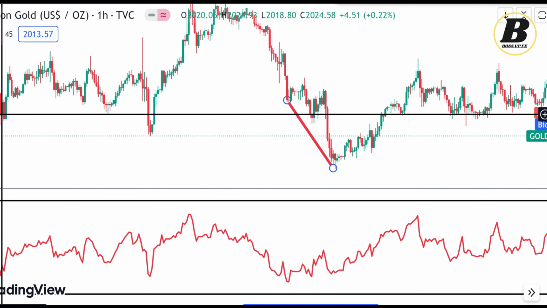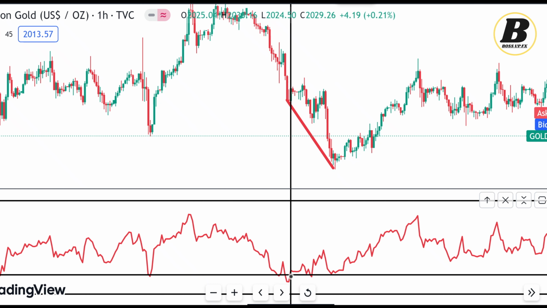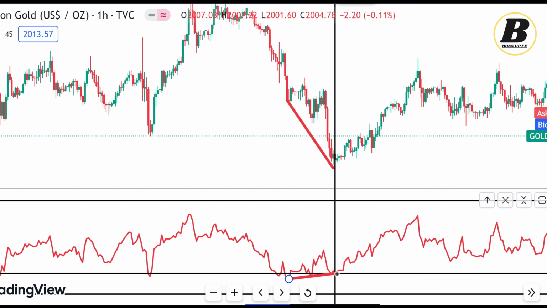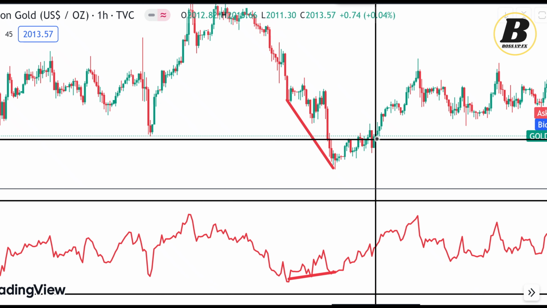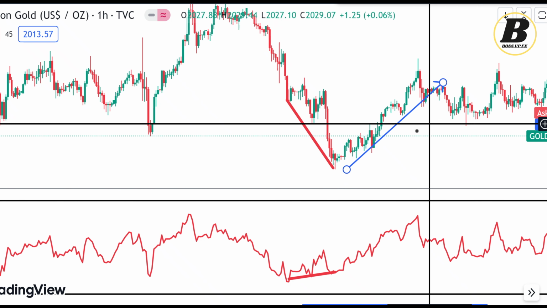If you look at this, you can see that the market formed a low and a lower low. Here, on the RSI, the market formed a low and a higher low. What happened next after that? The market went up.